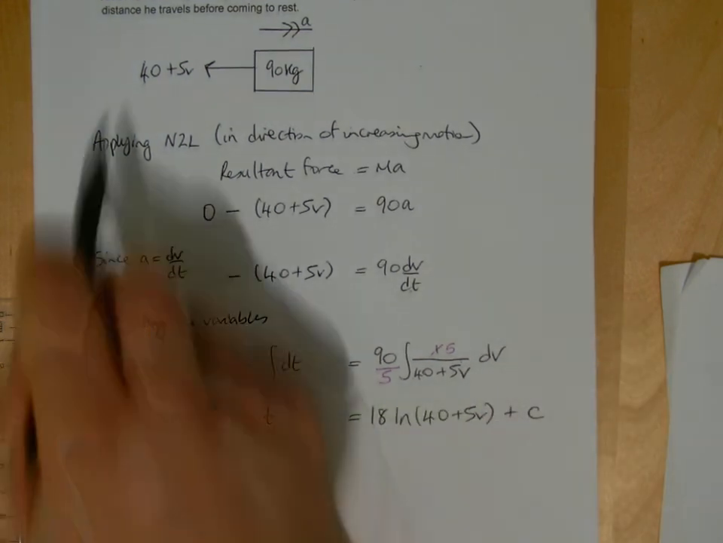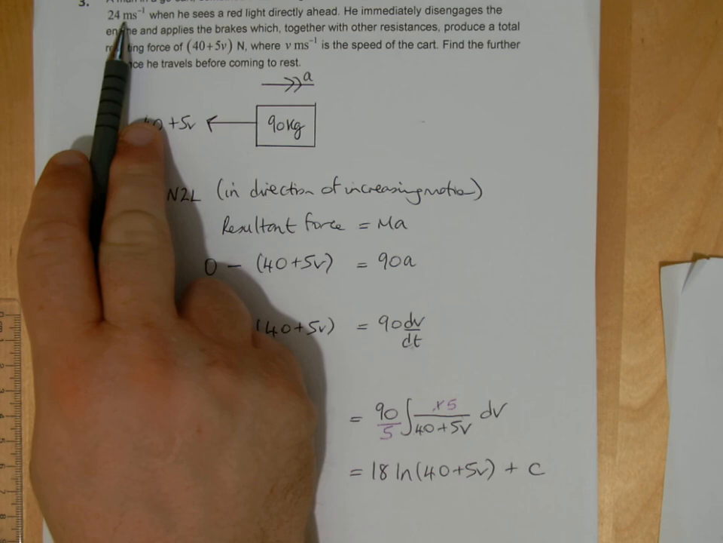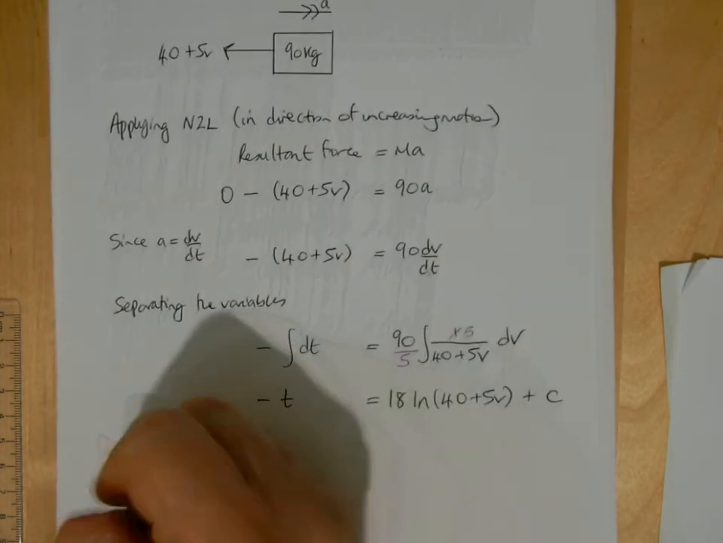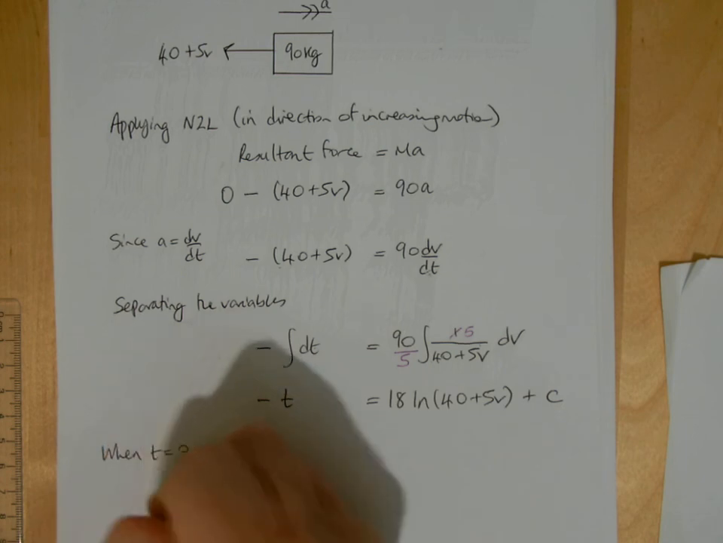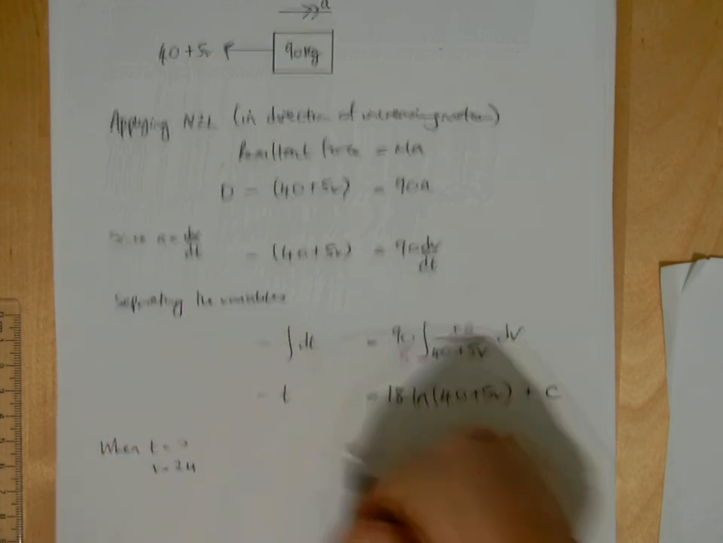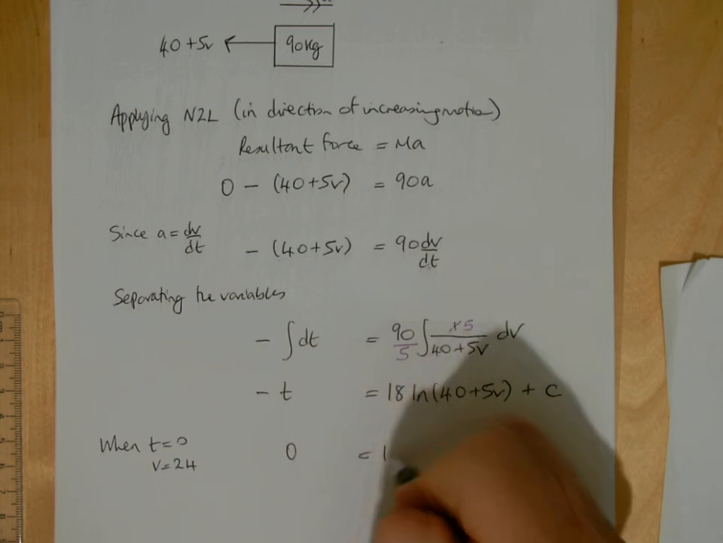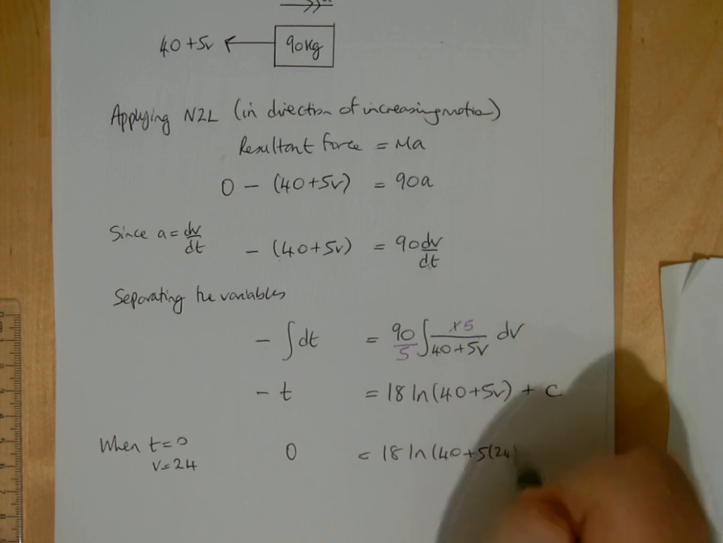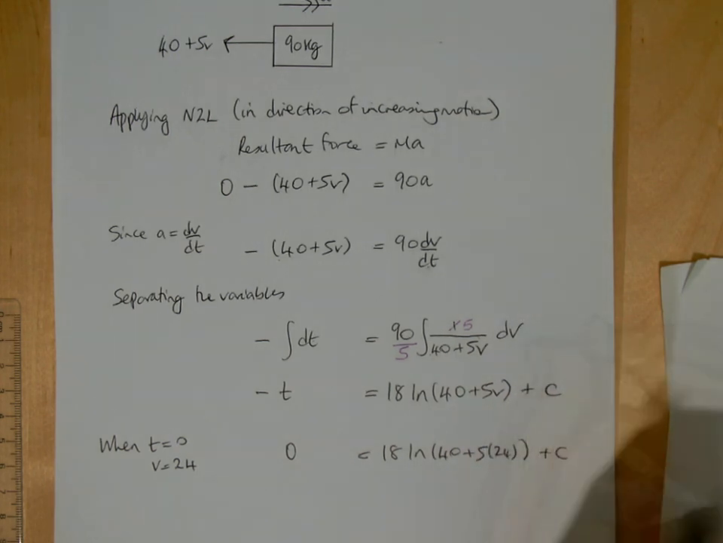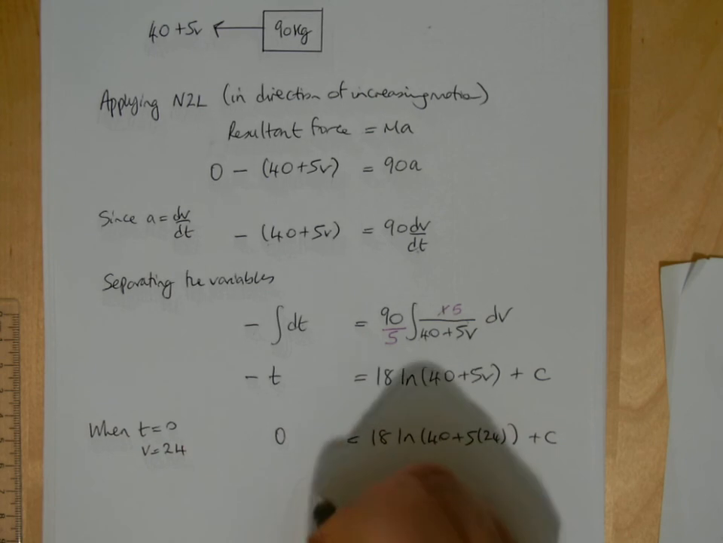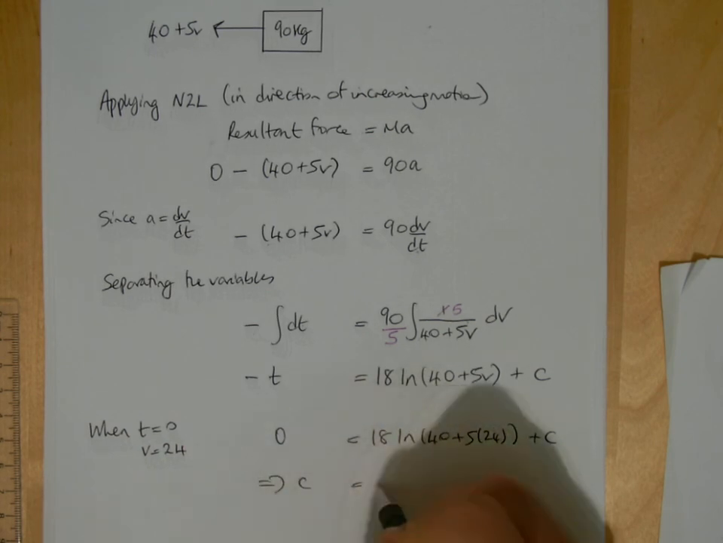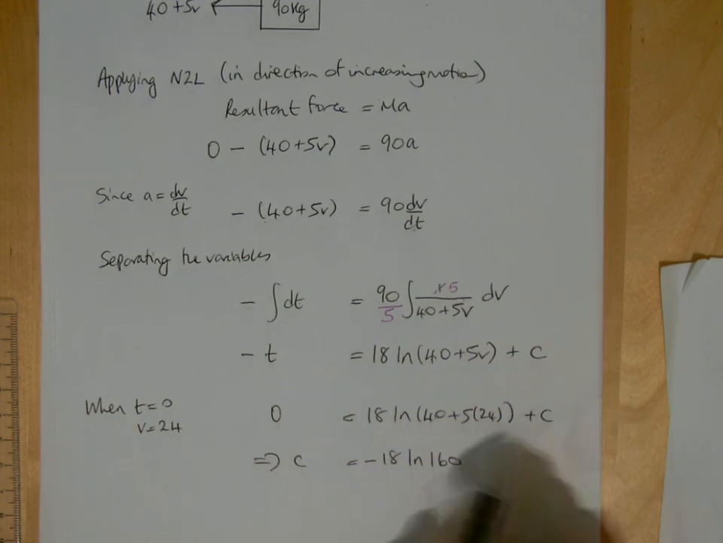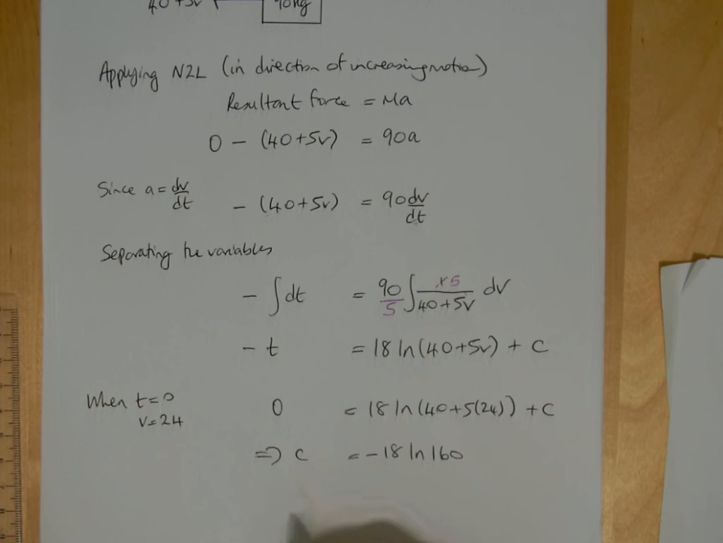And then I'm told at the start it's traveling along a horizontal surface at 24 meters per second. That's what it says at the beginning, isn't it? So you can say, look, when t is 0, v is 24. So I can put that in. 0 equals 18 ln(40 plus 5 times 24) plus c. And if I work that out, I get c to be minus 18 ln 160, because that's 160 in there. Take it over and I get my value for c.